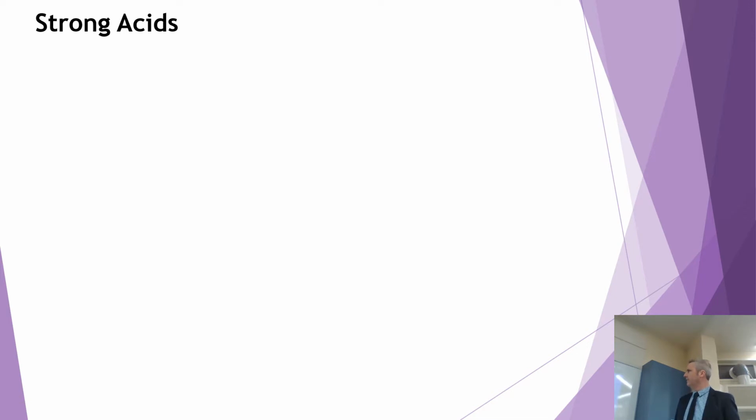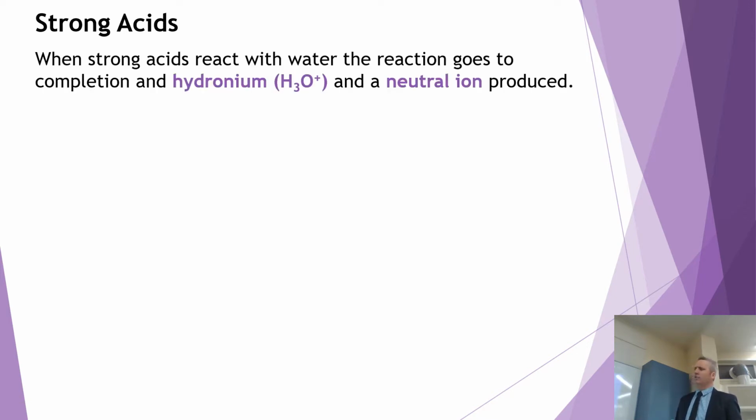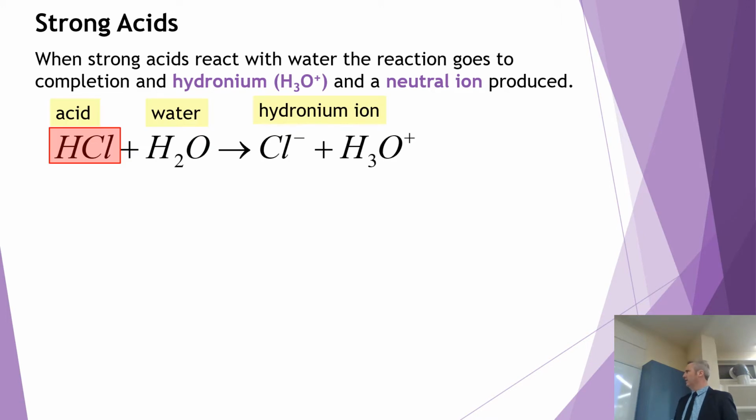Right, so that's the introduction. Strong acids. So we have something called a strong acid. It is a particular type of acid that reacts to completion. An example here is hydrochloric acid. What hydrochloric acid does is it has an arrow that says all of the reactants turn to all of the products.